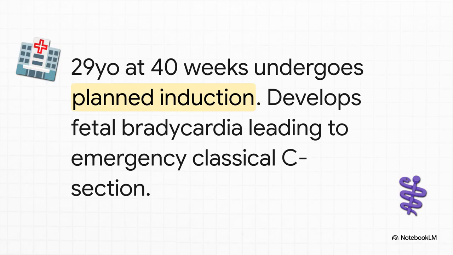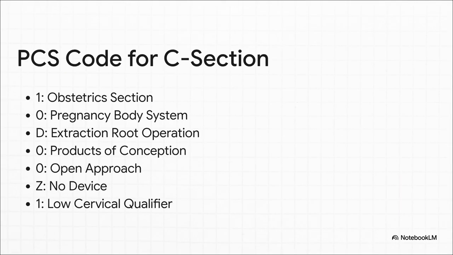And to complicate matters even further, she suffers a uterine rupture and requires a whole blood transfusion. So her admission just wildly pivoted from a standard medical MS-DRG trajectory to a highly complex surgical one. So for this surgical intervention, we have to build our 7-character code methodically.